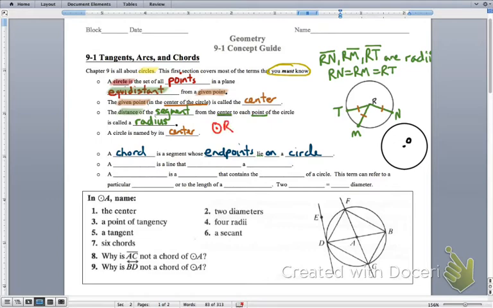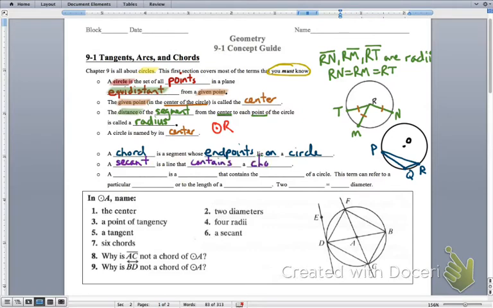Now, you've already seen this definition. A chord is a segment whose endpoints are in the circle. So in this circle that I've drawn over here, if I have these 3 points P, Q, and R that are on the circle, if I make segments connecting those points on the circle, there is chord PQ, here is chord QR, and here is chord PR. Those are 3 chords that connect points that are on the circle.